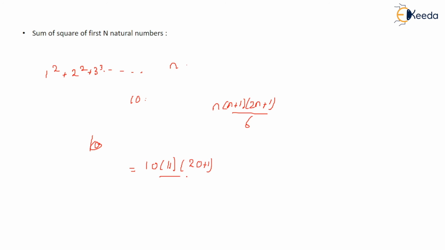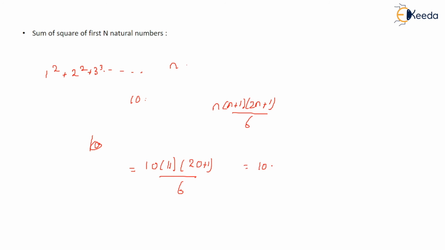Sum of squares of first n natural numbers. What does that mean? 1 square plus 2 square plus 3 square plus so on till n. Suppose I ask you to find the sum of squares of the first 10 natural numbers. So the last is 10. The formula that you will use is n into n plus 1 into 2n plus 1 upon 6. So n is 10. 10 plus 1, 11. 2 into 10, that is 20, plus 1, that is 21, upon 6.